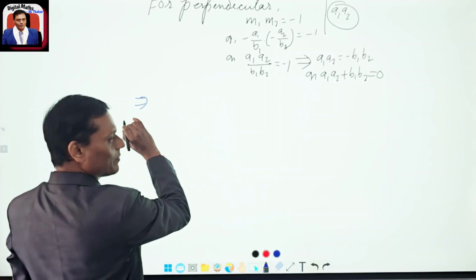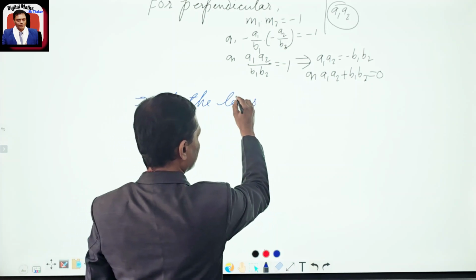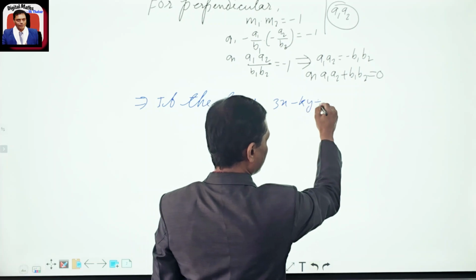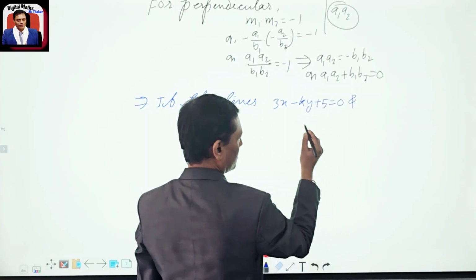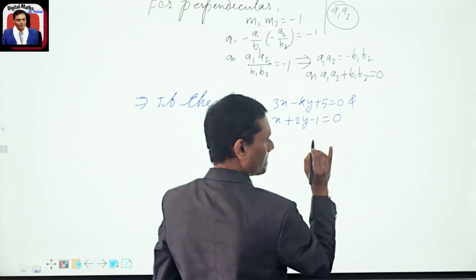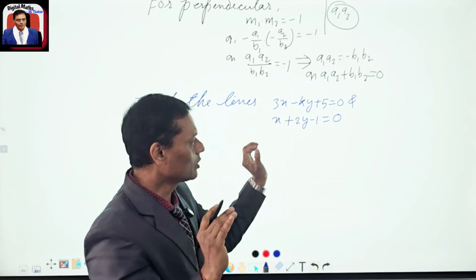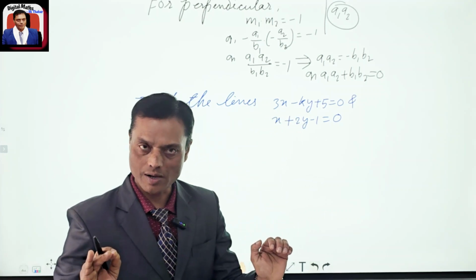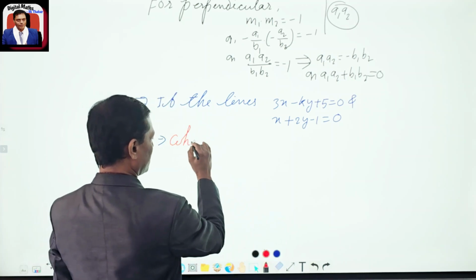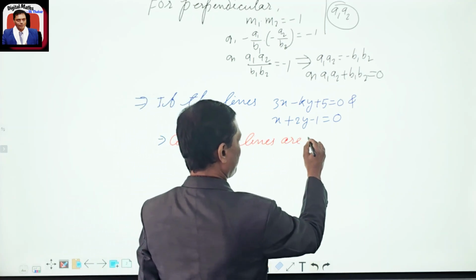That is, if the lines that we have here are 3x minus ky plus 5 equals to 0 and x plus 2y minus 1 equals to 0. If the two lines are parallel, then what will be the value of k? And if the two lines are perpendicular, then what will be the value of k? I'm going to show you. So here, first of all, when the lines are parallel.